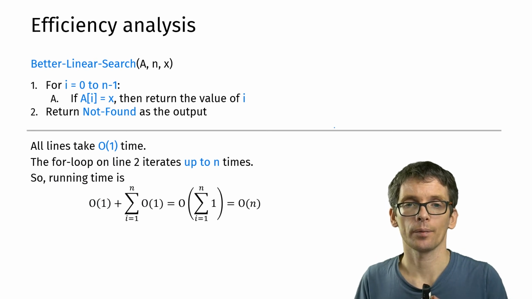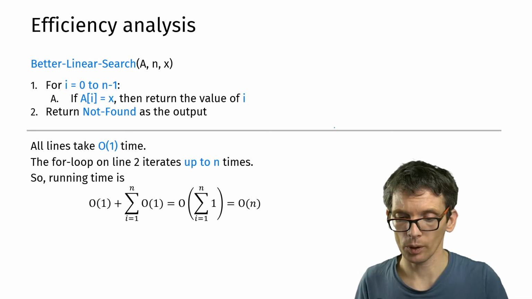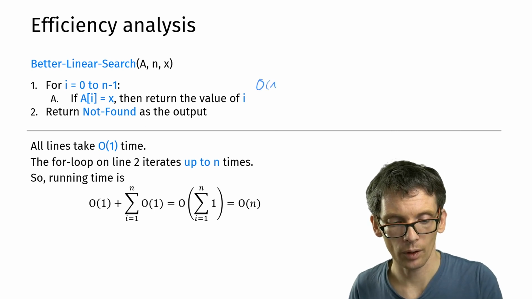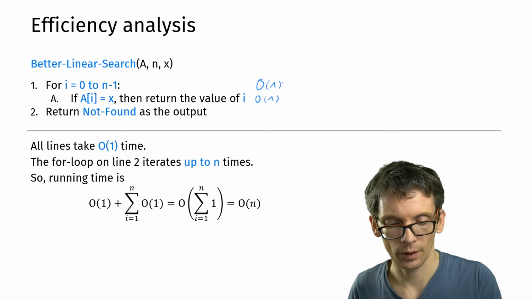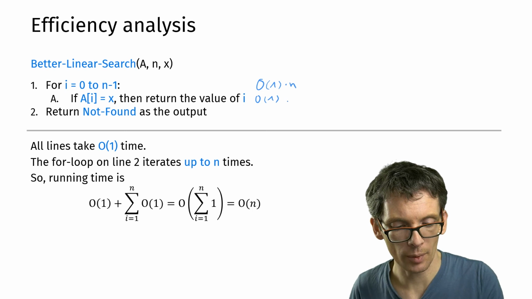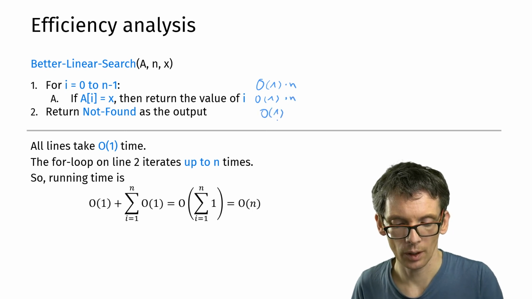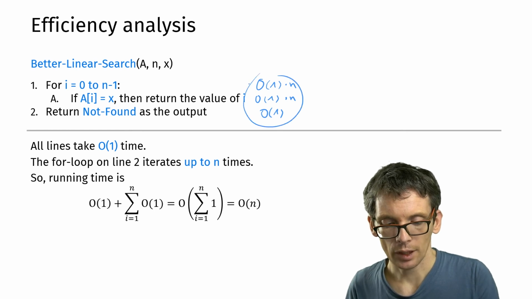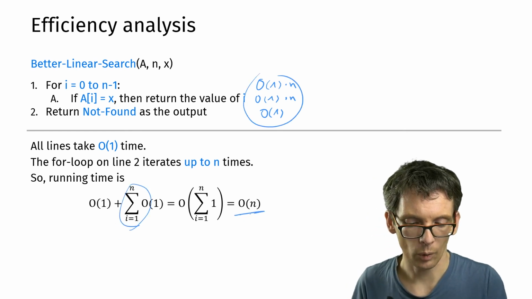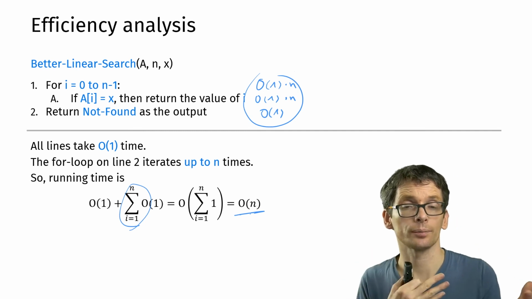Okay, let's see this once more in the context of better linear search. So here we have all lines take, I mean, the operation as such takes linear time, but I'm executing it n times. Return, I do constant time. Summing this up, here I have written it as a sum, I get a running time that is in O of n.